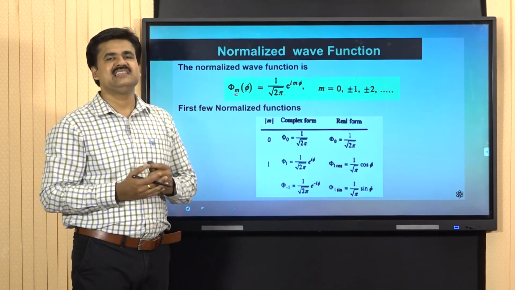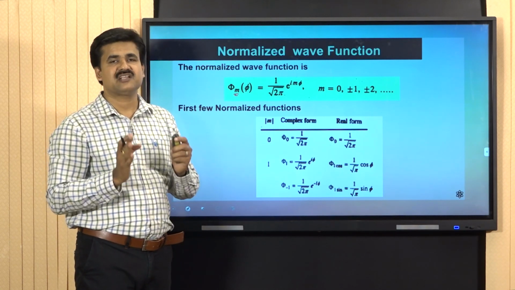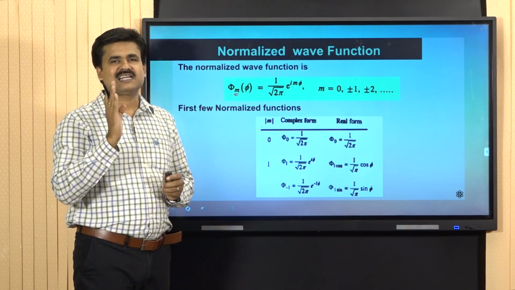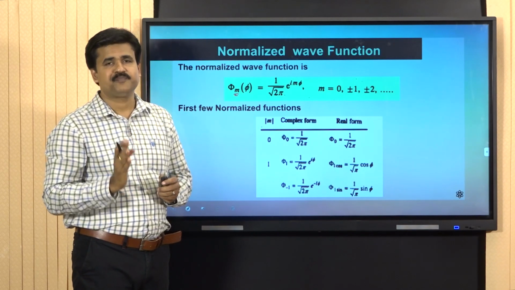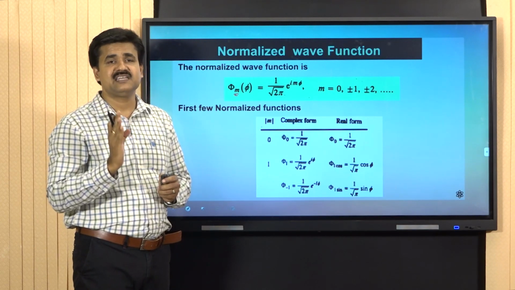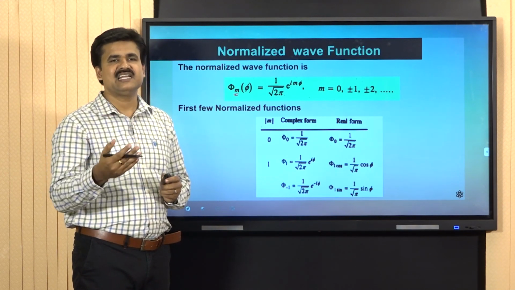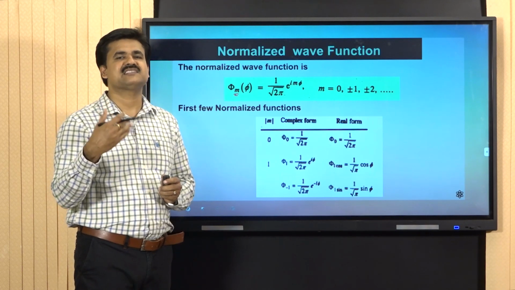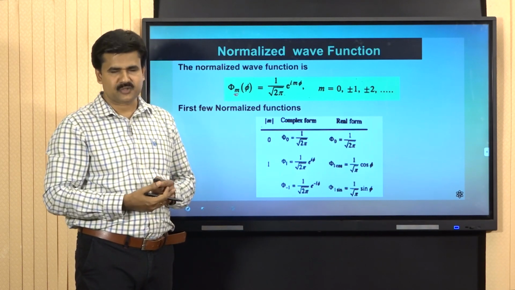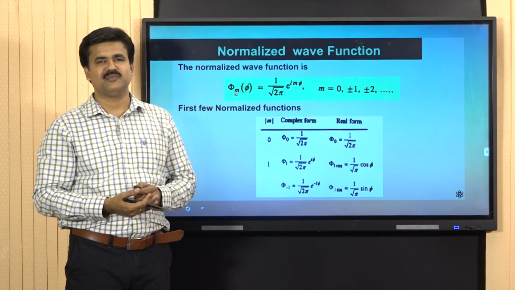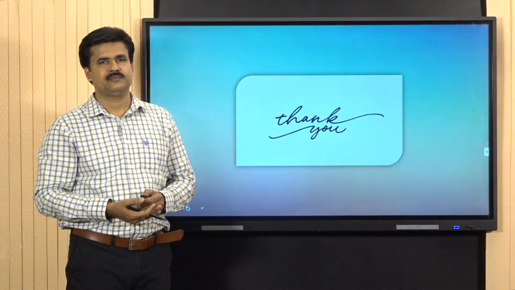Thus, by this discussion, we have completed the rigid rotator part 1, and we have completely solved the φ equation, and we studied the first few normalized functions of the φ equation. That is all about the module. Thank you.